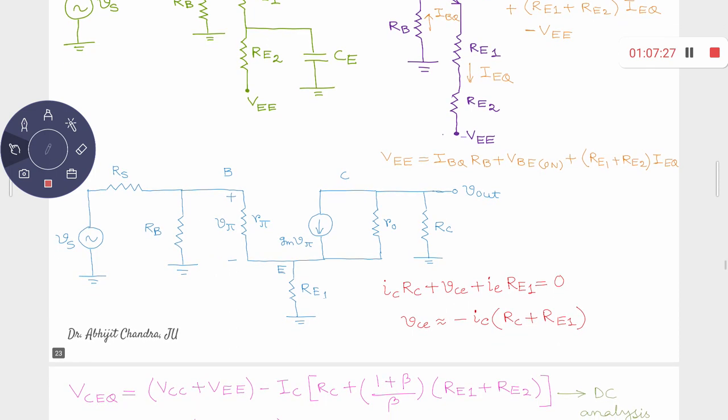Then, if I draw the equivalent small signal model, circuit-wise, not the model but the circuit, how does it look then? You have this transistor.